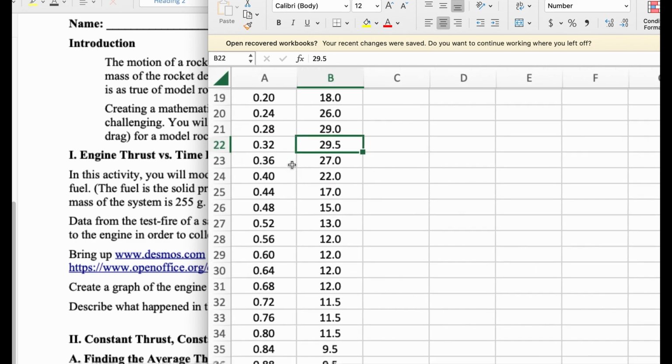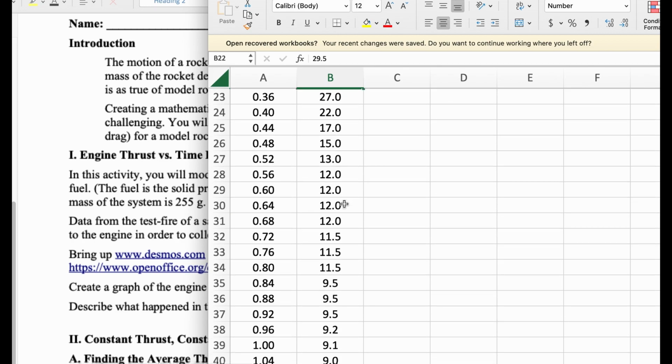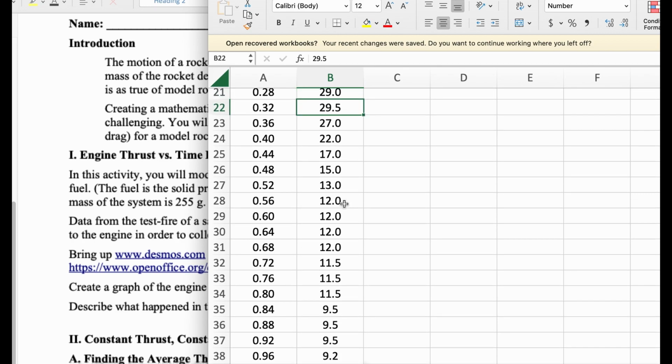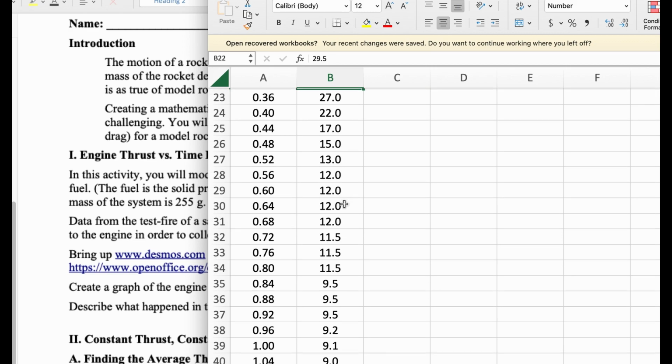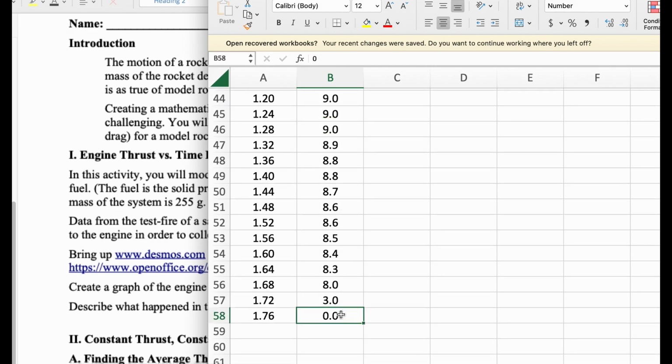I can zoom in on this. That's where it got to be the very largest force. After that, the force started decreasing, actually. Maybe the rocket started running out of fuel, perhaps. And the force keeps decreasing until eventually force stops completely after 1.76 seconds from the start of the launch.